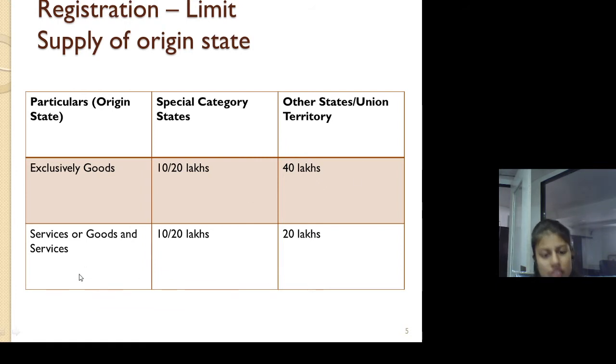And if you are supplying any services, or goods and services both, then the limit will become 20 lakhs. Even if you are supplying 80% services and 20% goods, still the limit will become 20 lakhs. And the same thing is for special category states. There also the limit is 10 and 20 lakhs depending on what the state has taken up. You can get a list of the states for which each limit is applicable.